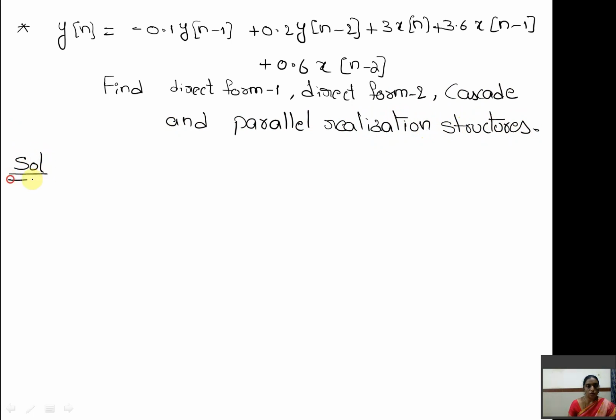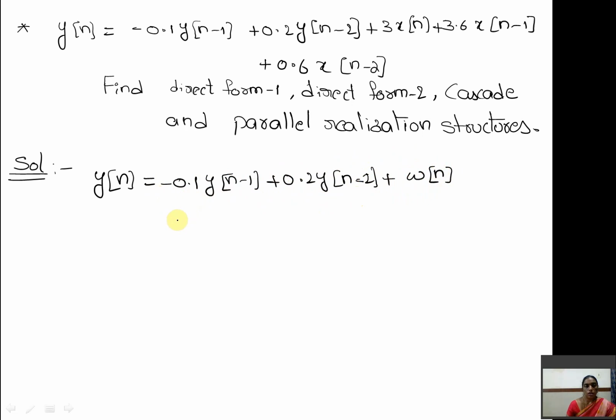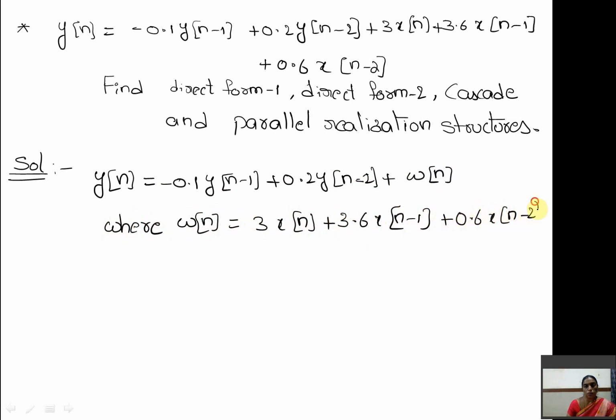So the solution: first take the system which is described in the difference equation, that is y of n is equal to minus 0.1 y of n minus 1 plus 0.2 y of n minus 2 plus w of n, where w of n is equal to 3 into x of n plus 3.6 into x of n minus 1 plus 0.6 into x of n minus 2, right? Call this equation A.